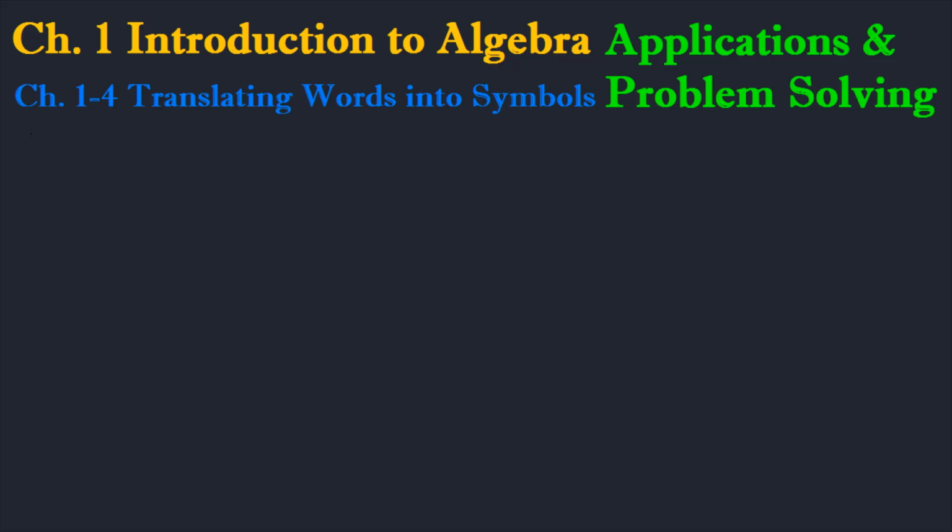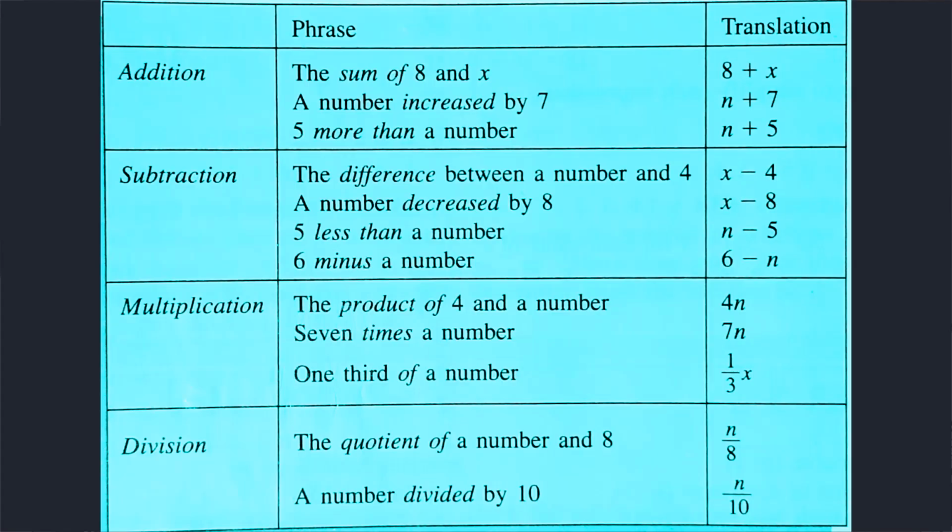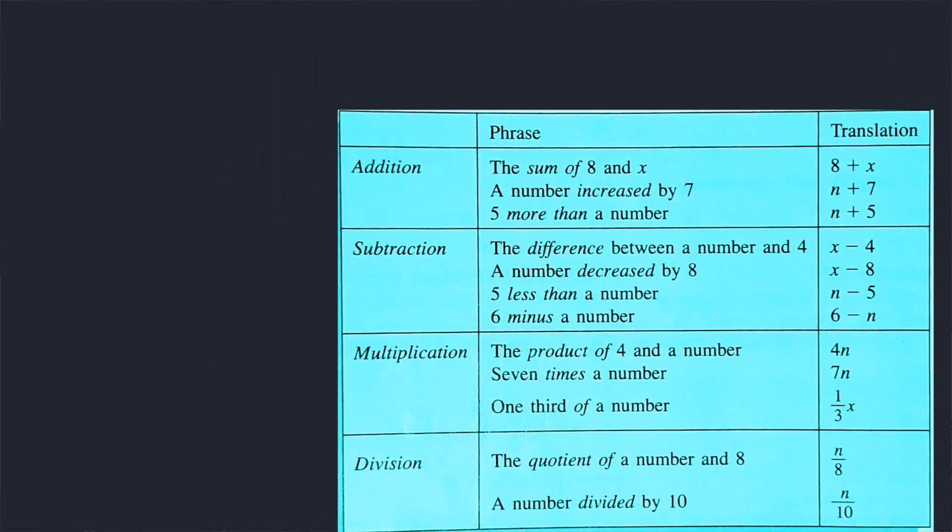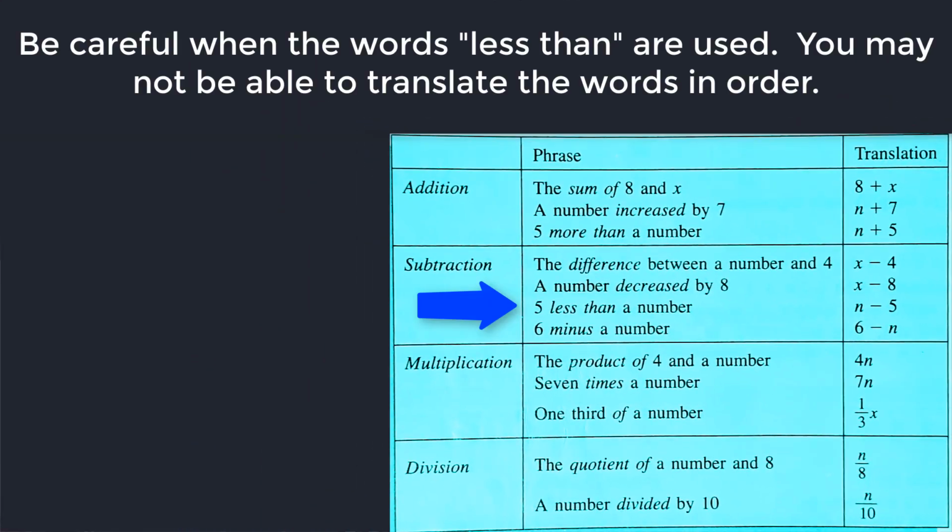Lesson 2 covers applications and problem solving. In Chapter 1, Section 4, I'll be translating words into symbols. Take a moment to look over these phrases that translate into their respective variable expressions. Notice 5 less than a number is written as that number minus 5 and not the other way around.